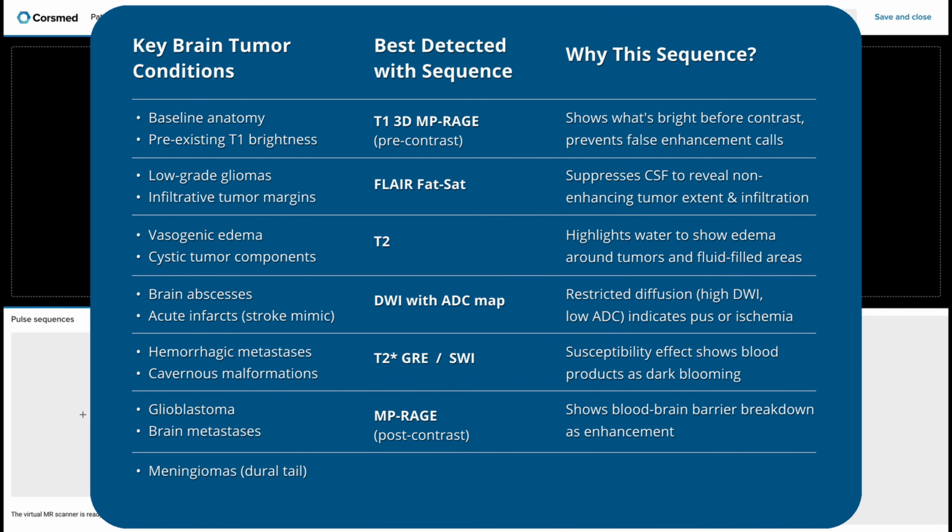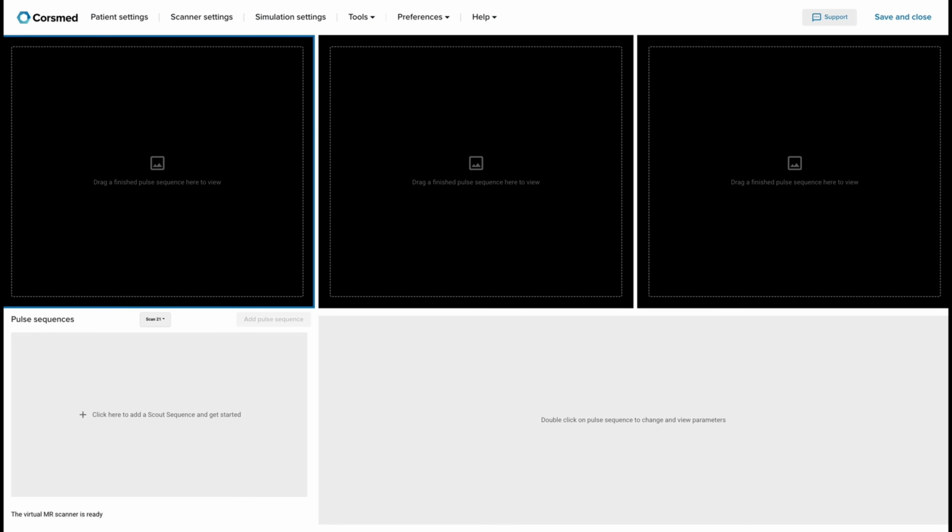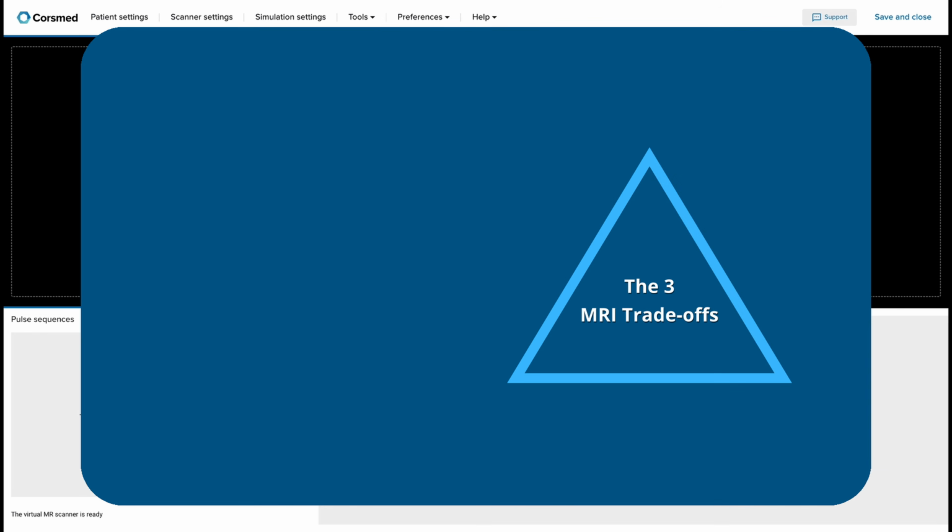Finally, we look for meningiomas with dural tail and dural metastases. These are best visualized with T1 fat-saturated sequences with contrast, where fat suppression makes dural enhancement stand out clearly at the skull base. Each sequence provides specific information that together gives us a complete picture of the tumor's characteristics, extent, and composition. Now, to produce clear diagnostic images for all of these conditions, we need to understand how to balance the three core MRI trade-offs.